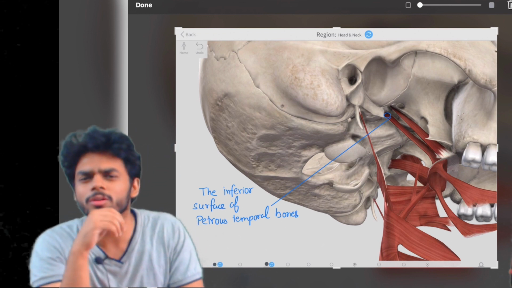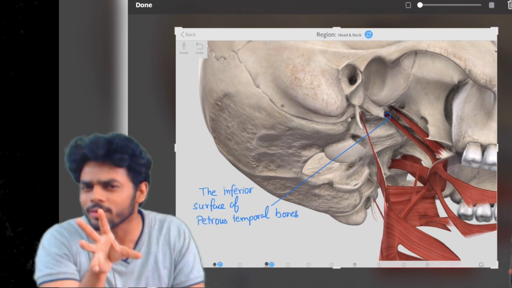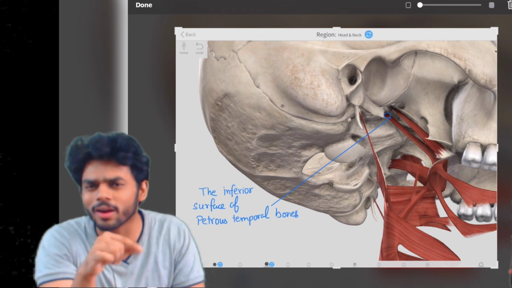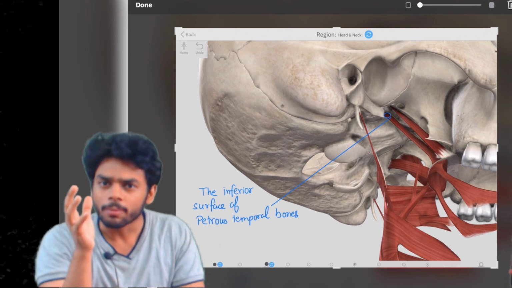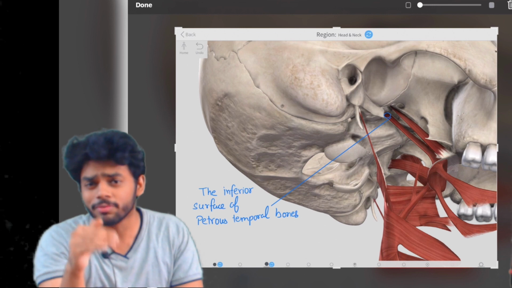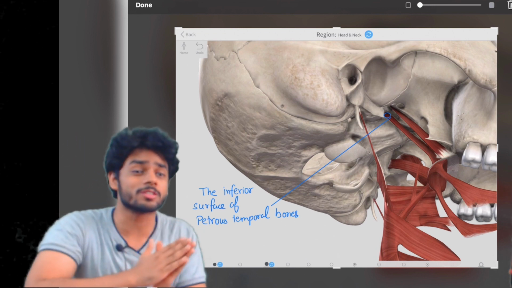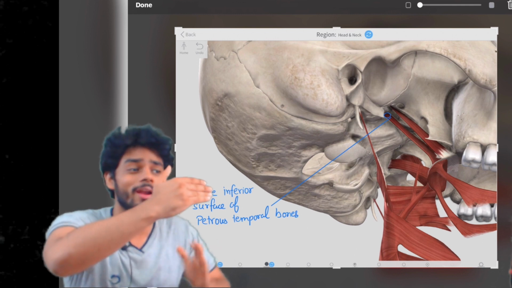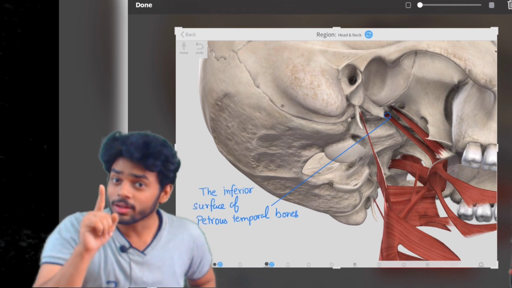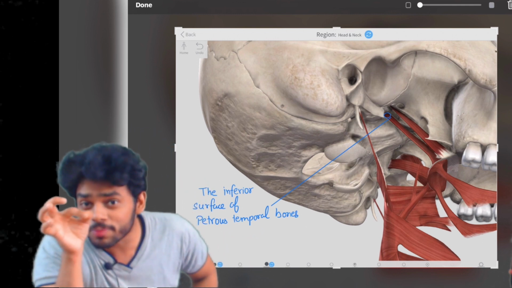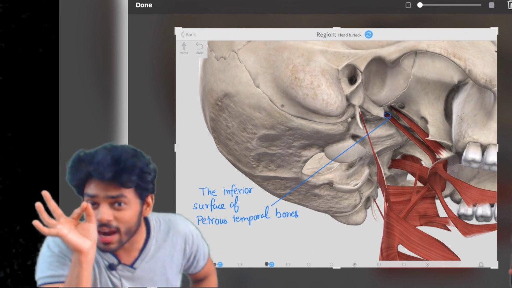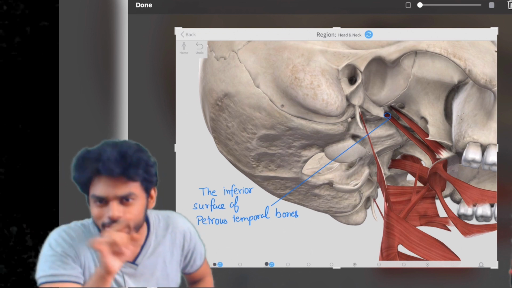What is the petrous temporal? The temporal bone has different parts: squamous part, petrous part, tympanic part, and mastoid part. Here we are seeing the petrous part of the temporal bone, which is wedged between the sphenoid and the occipital bone. The inferior surface of the petrous part of the temporal bone gives attachment to some of the muscles. Let me show you.